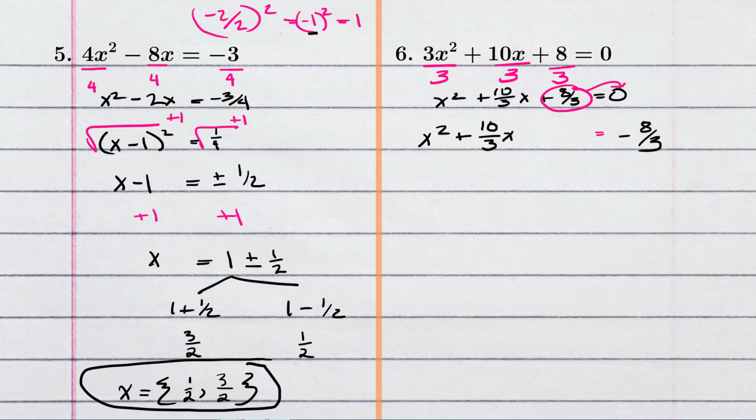And so I take that 10/3 and I divide it by 2. 5/3, and I square it, 25/9. I'm going to add that to both sides.